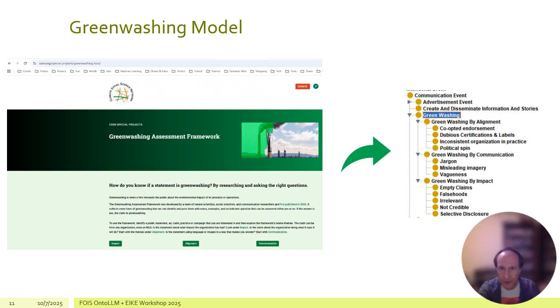So what you're seeing over there on the right is the Protege model that we created that corresponds to the CSSN greenwashing model. So we have the three top level kinds of greenwashing: by alignment, by communication, and by impact. And then we have each one of the subtypes, which you can't see, but if you went to that page and visited it, you would see each one of those has a description, examples, and so on, and that they correspond to the class hierarchy that's here.